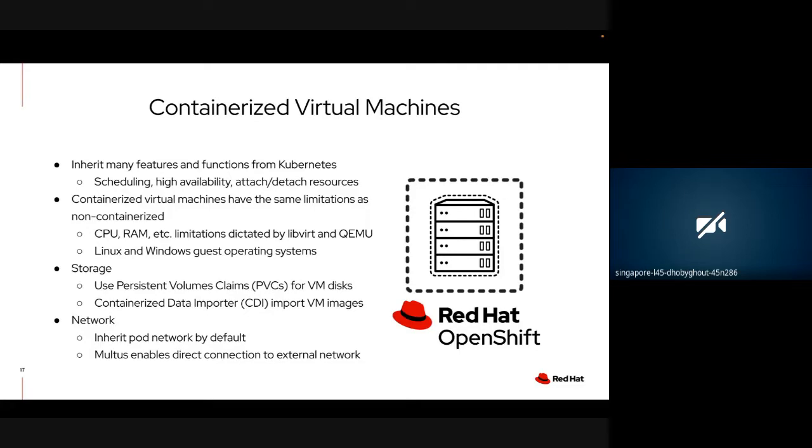In terms of the VM disk, later on I think you can see as well in the demo, usage of PVCs for VM disk. And then the Containerized Data Importer helps to import those VM images itself. For network, it is also relatively similar. It's inherited from a containerization perspective, inherited by the pod network by default. If there's a need for a direct connection to an external network, Multus needs to be enabled.